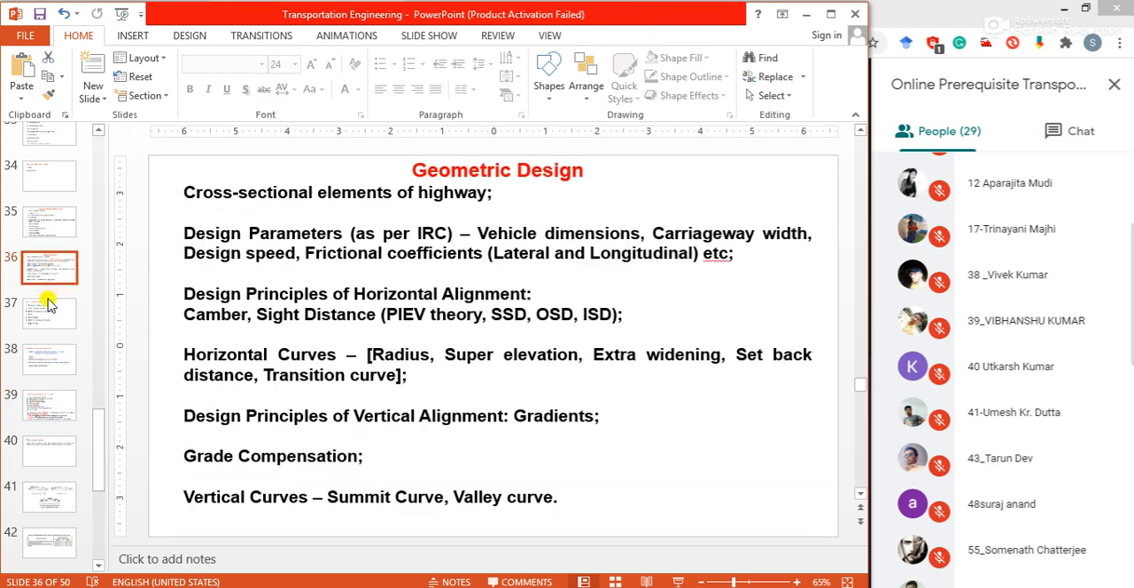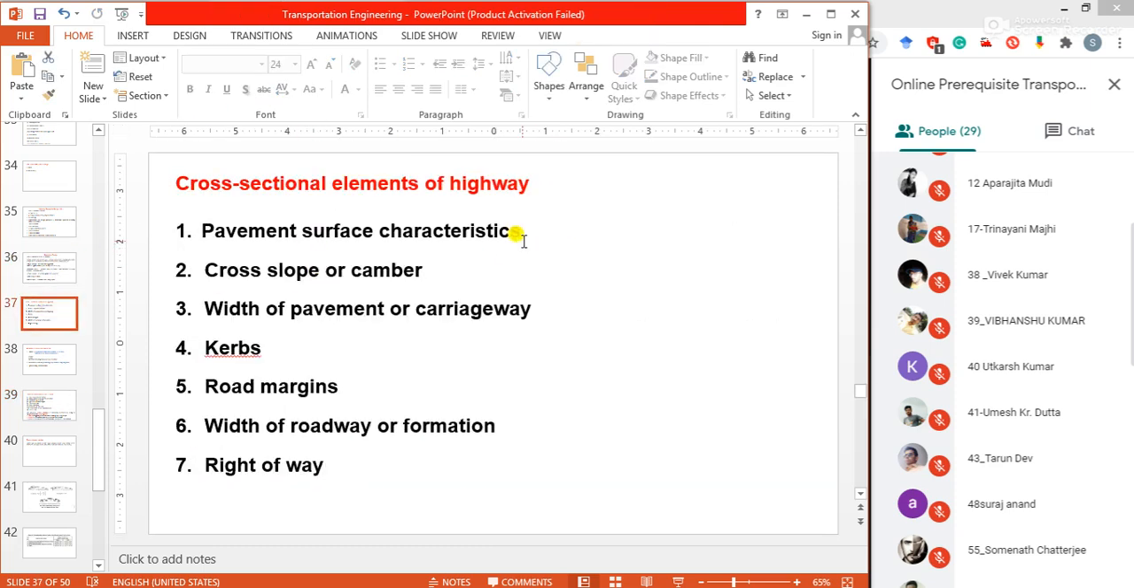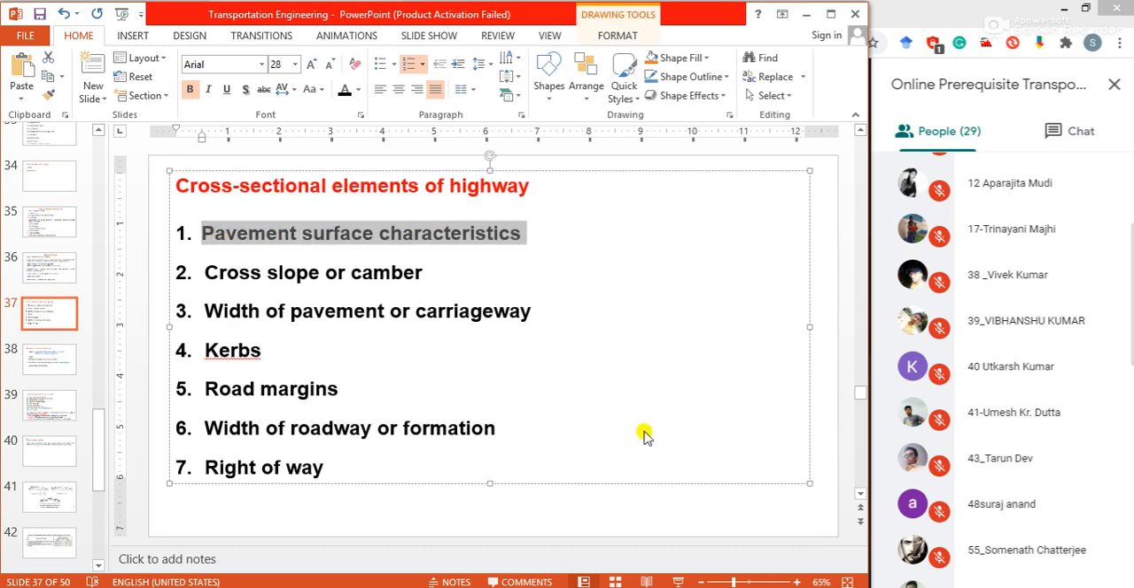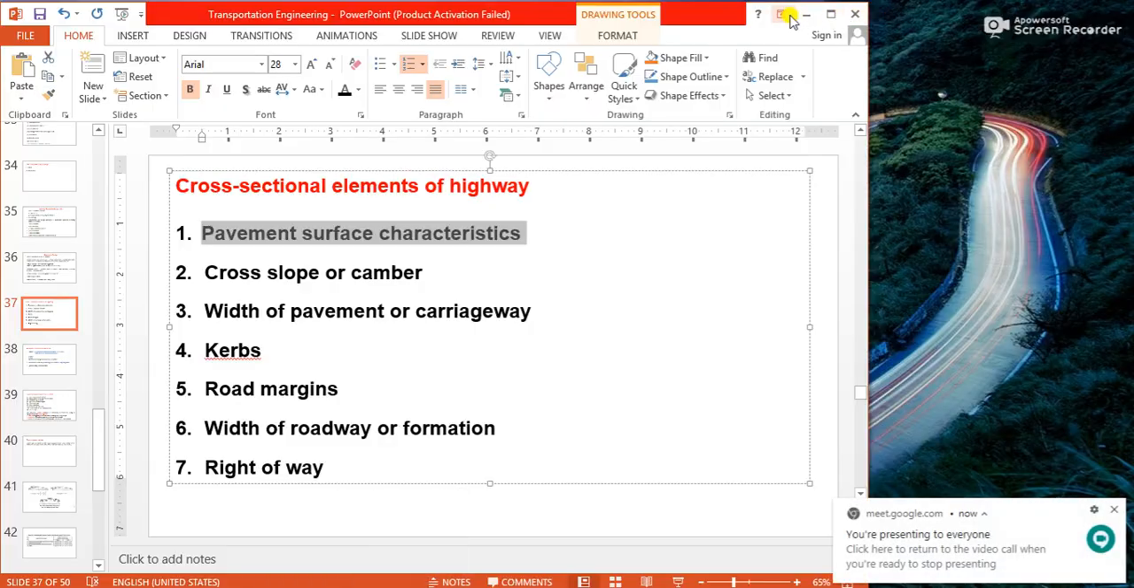This is the portion I have covered, only this pavement surface characteristics. Achha, wait, just wait. One thing I should tell you.